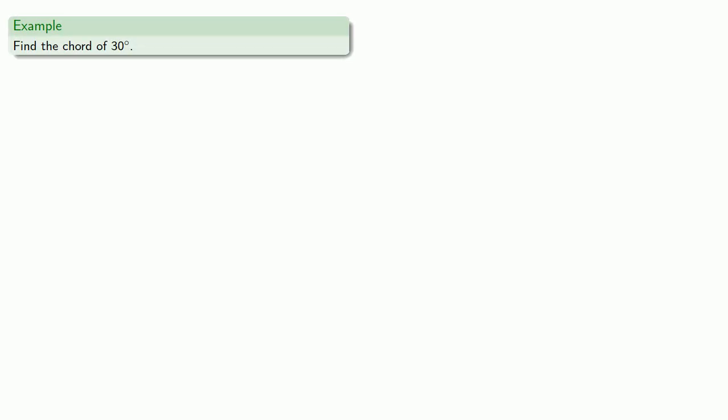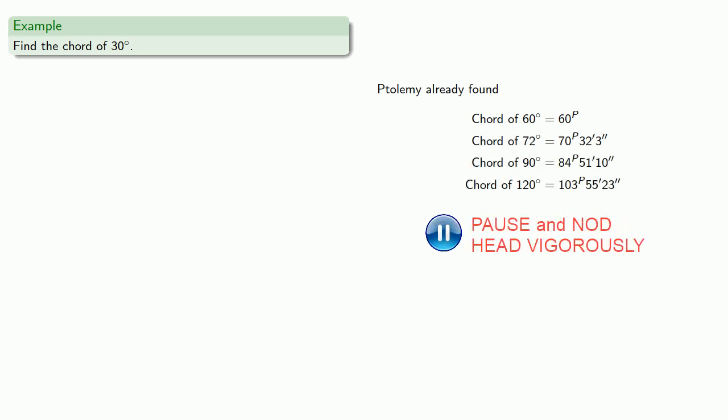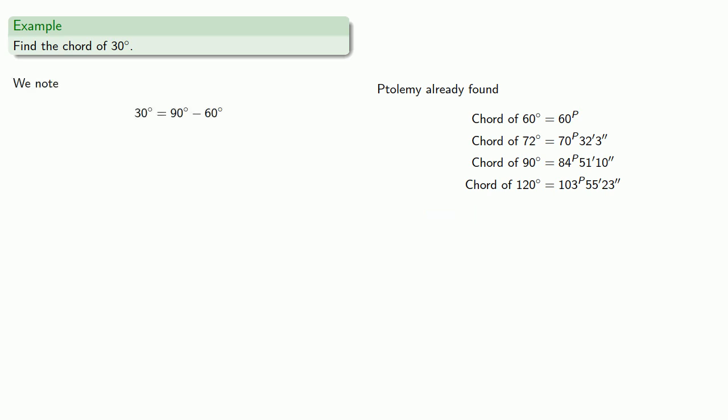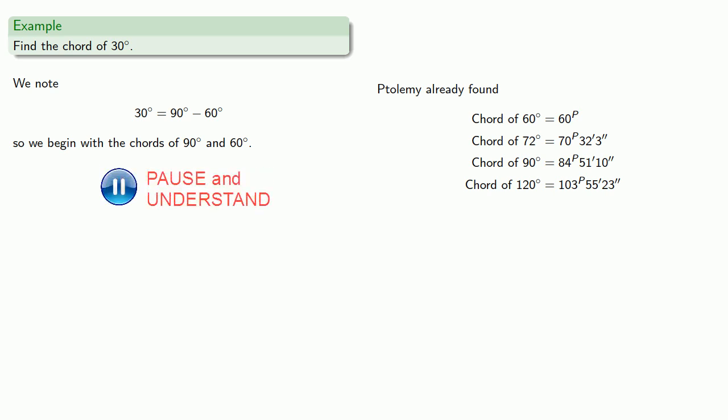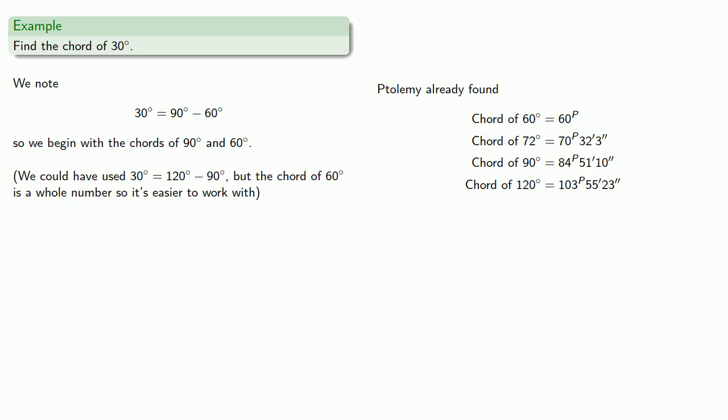So let's try to find the chord of 30 degrees. The key to doing this is we want to express 30 degrees in terms of chords we already know. Of course, it helps to know what chords we already know, so remember Ptolemy found the chord of 60, 72, 90, and 120 degrees. So we note that 30 degrees is 90 degrees minus 60 degrees, and so we begin with the chords of 90 degrees and 60 degrees. Now, we could have used 30 degrees equals 120 degrees minus 90 degrees, but the chord of 60 degrees is a whole number, so it's easier to work with.